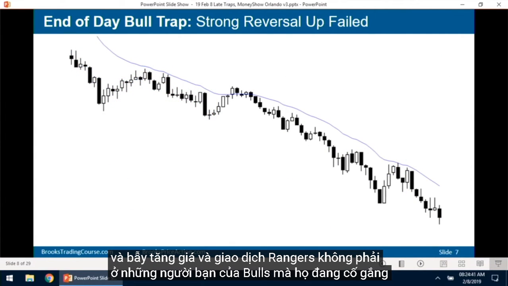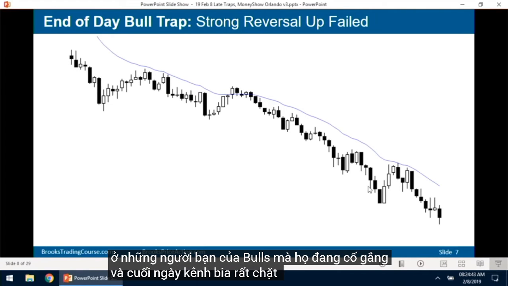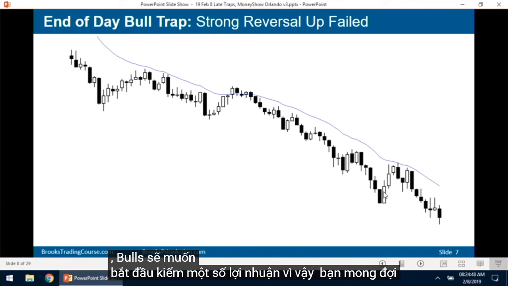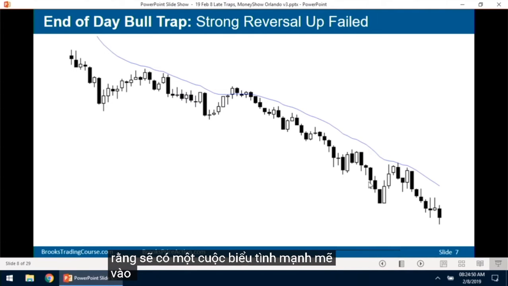Bear trend, and late in the day, very tight bear channel, the bulls are going to want to start to take some profits. So you expect that there's going to be a strong rally at some point late in the day.